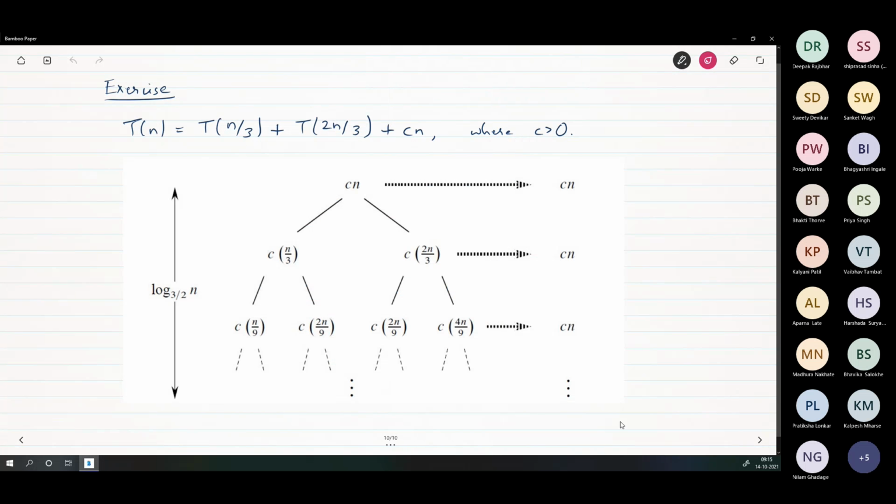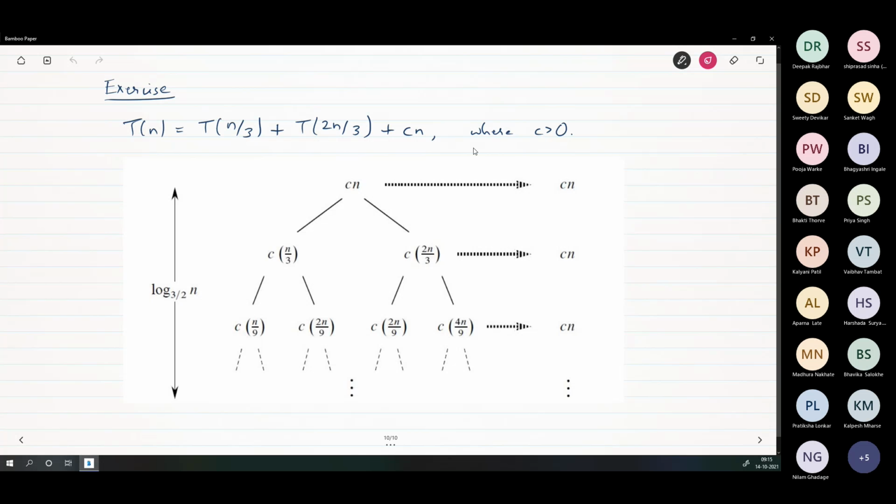Next problem. What if you are given a problem of this form? This is now an exercise for you. I'll just explain the basic steps and then you try to write it down, and we'll look at it tomorrow once again. So now the recurrence is T of n is equal to T of n by 3 plus T of 2n by 3 plus C times n. That is the cost.